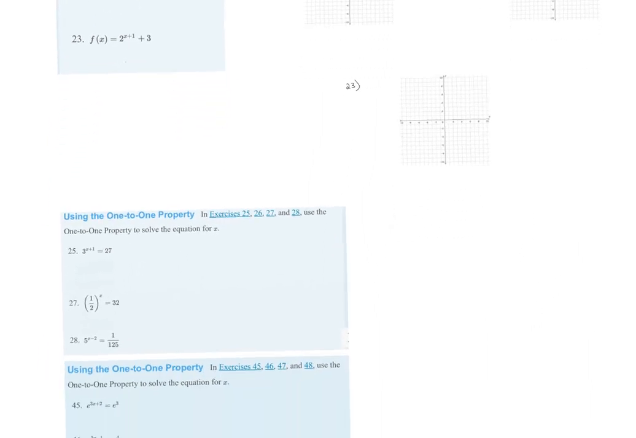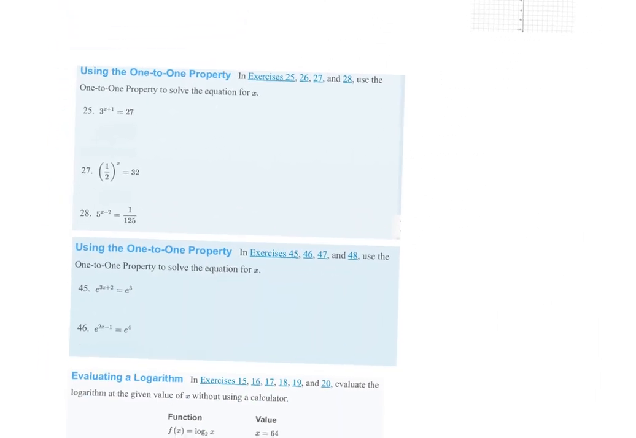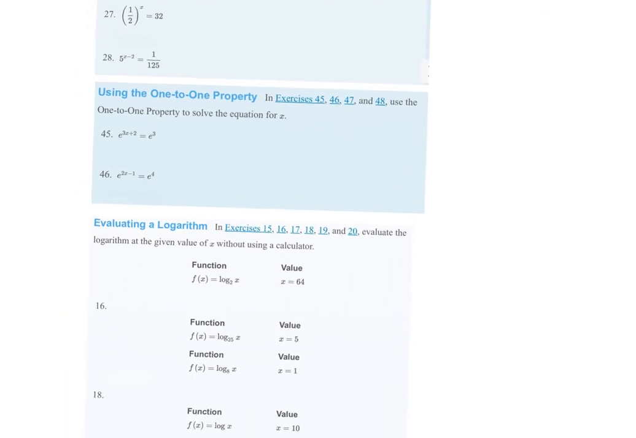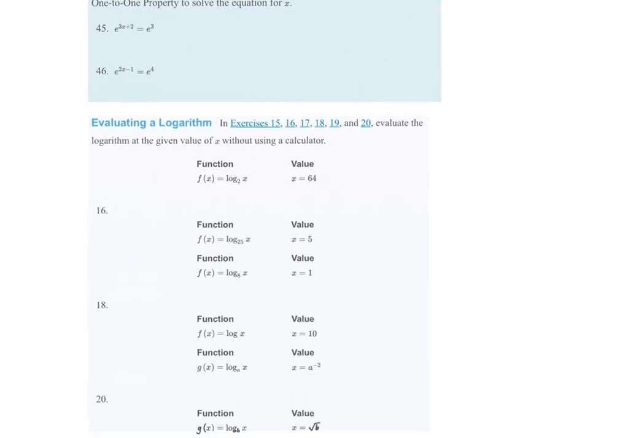When you get down to, this is all 5-1. This was your one-to-one property, so changing of the base. The good thing is we've been practicing these. And then you get into the ln's. Well, this is all still just log functions.